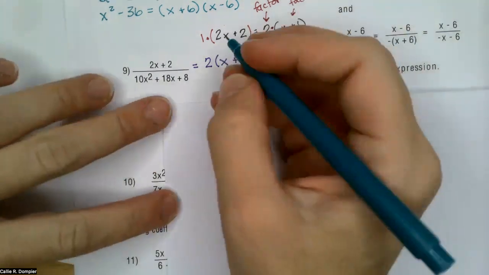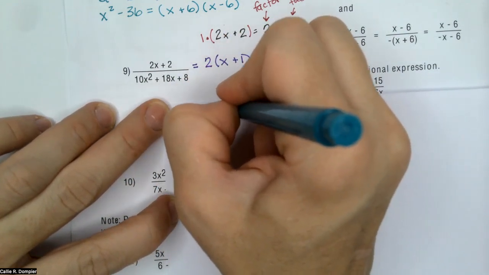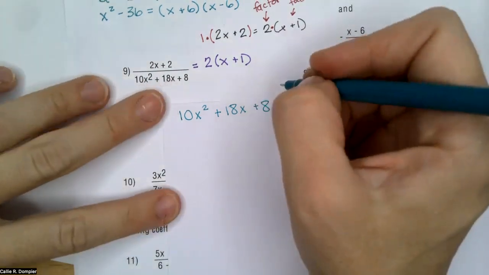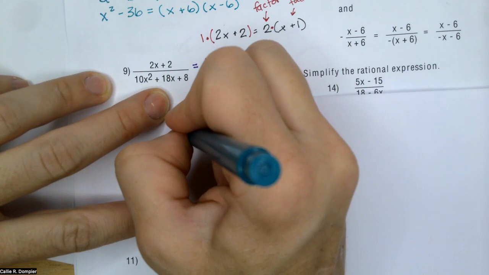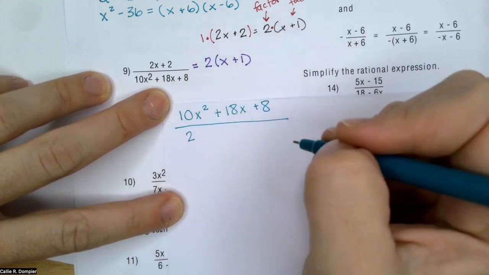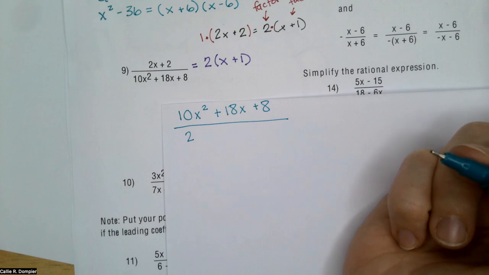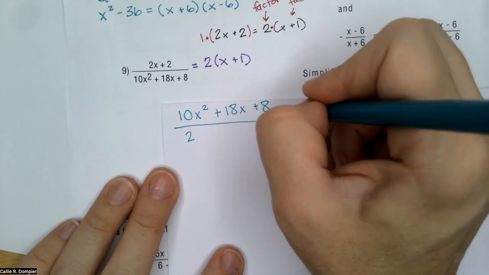Now, 10x squared plus 18x plus 8. It should always be in descending order, right? I can divide all of these by 2. I guess I can't, if I wrote it as one big equal sign. I can't put 2 here, 2 here, 2 here, because that's confusing. So I'm dividing them all by 2.